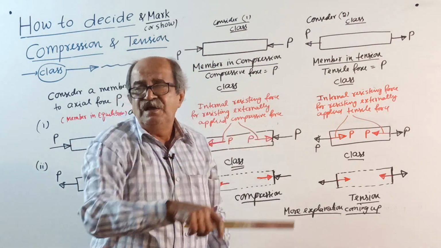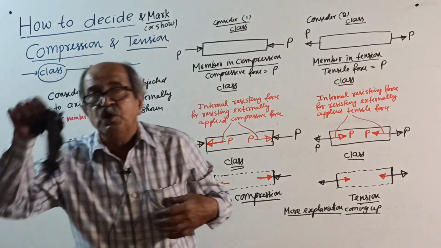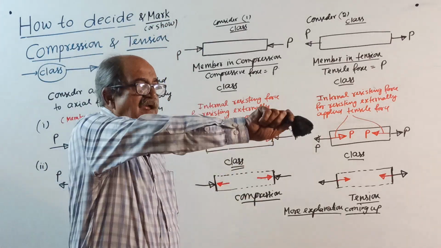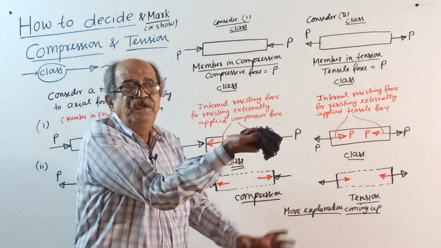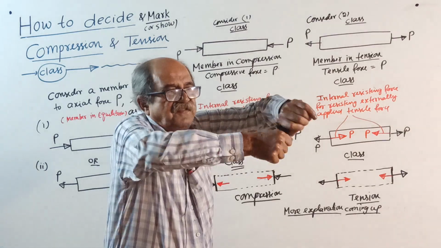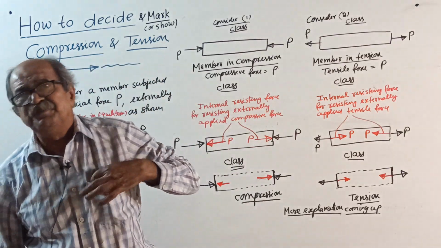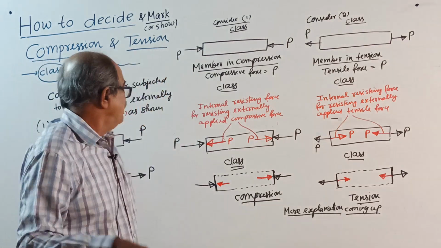It will rotate. Suppose this cloth, I will dip in water. I want to remove the water. Can I do this way? I cannot do this way. I have to twist this way. That is twisting moment. This all I will explain in strength of materials class.